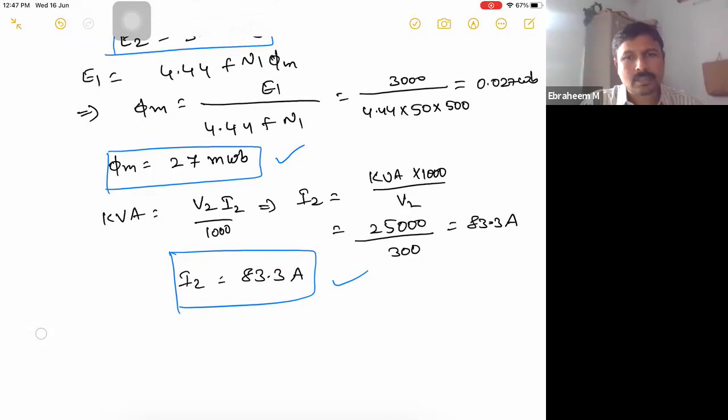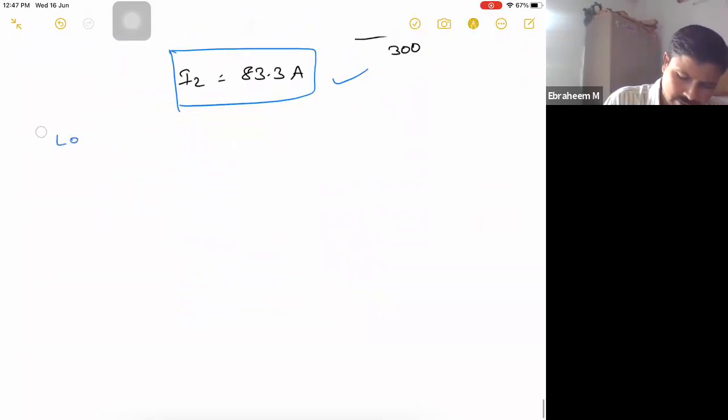So in the syllabus, the next topic is losses and efficiency, then the open circuit test and determination of efficiency. And later we have three-phase induction motors. So we will quickly close transformers and then go to three-phase induction motors. Just now we will see losses and efficiency.